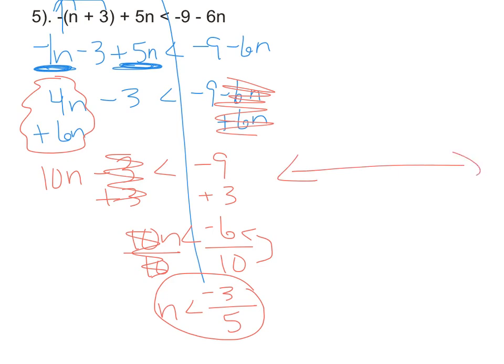So draw your number line. So negative 3/5, 0 on the right, negative 1 on the left. You can also put a positive 1 and a negative 2. Open circle. The arrow is pointing to the left, so we'll shade to the left.